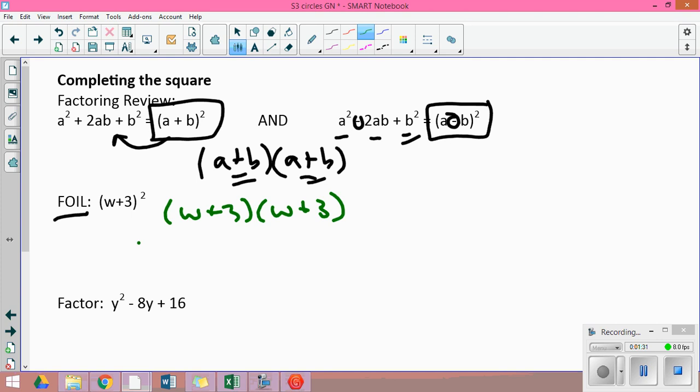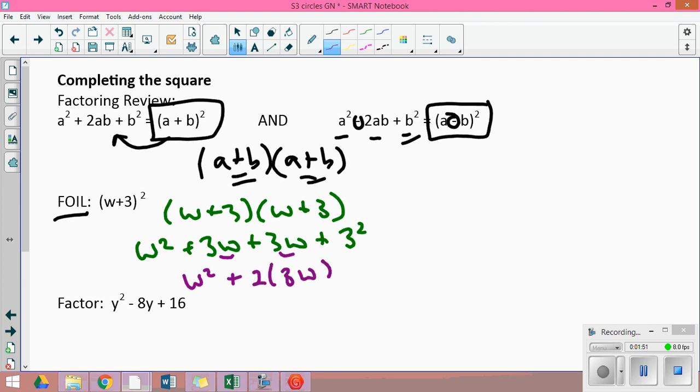So first two terms, w squared. Outside terms, 3w. Inside terms, 3w. Last terms. And I'm going to write 3 squared just for a minute. Outside and inside always combine. So w squared plus, and I'm going to combine them this way, 2 times 3w plus 3 squared. Now we would go on to write w squared plus 6w plus 9. And we would call our answer done.